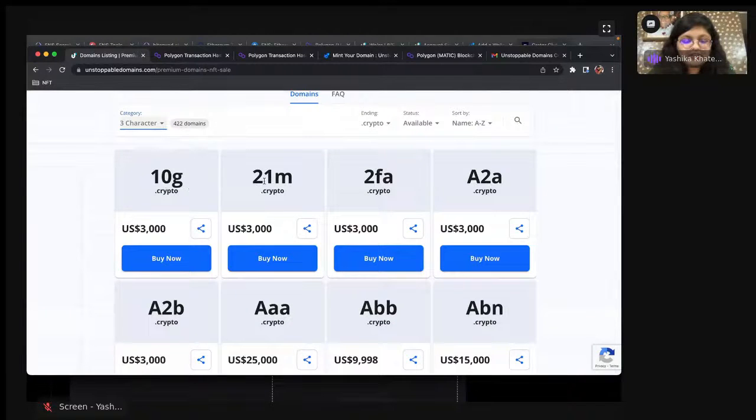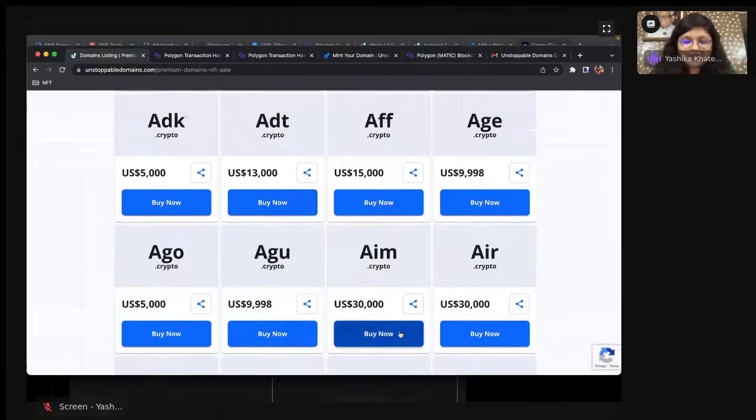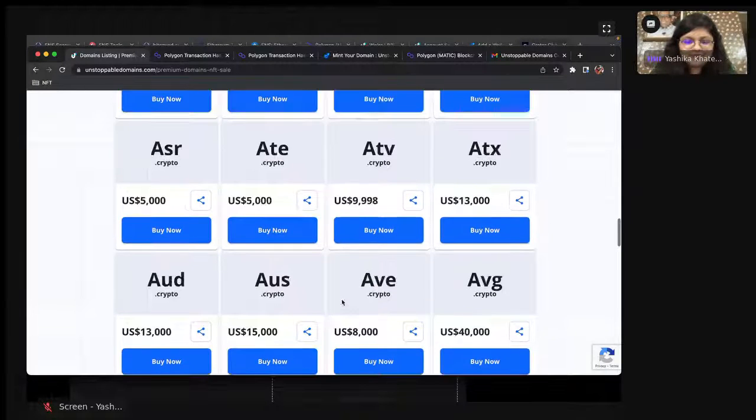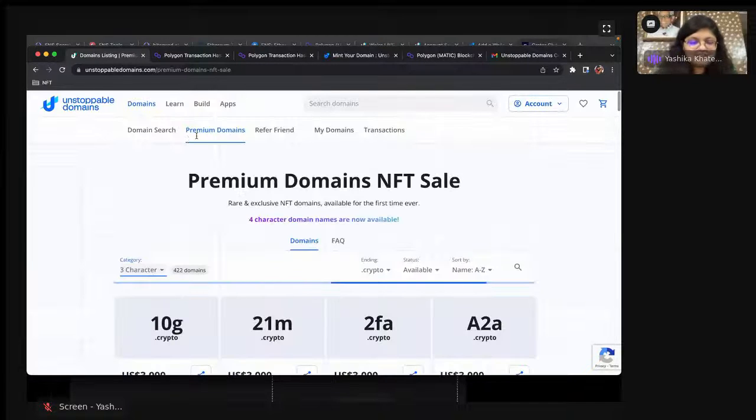See, 10 grams, 21M. Why is 21M important? Because Bitcoin is capped at 21 million Bitcoins, right? So that's why 21M becomes important. 2FA, two-factor authentication, A2A, A2B, what nonsense people have made. Okay, age, ago, air, aim, all sorts of crypto domains are available here. If you want to flip domains, probably this could be the way to find those domains.